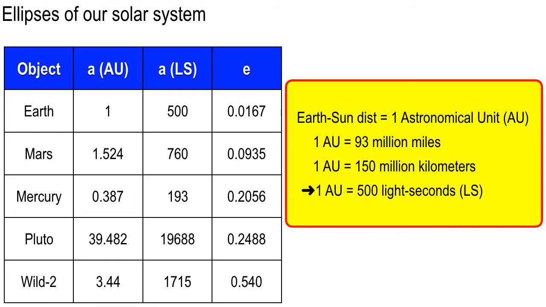For Earth, it's pretty small. Mars, 0.0935. And you can see I've got them arranged in order of increasing eccentricity. Earth is pretty pokey for eccentricity, 0.0167. And Mars has got a little bit more. Mercury's got a little more. Pluto even more. And then, whoa, Wild 2. A lot of comets have really eccentric orbits, but some of them don't. Some of them have really big orbits that are real circular or almost circular. But Wild 2 has a 0.540 eccentricity.